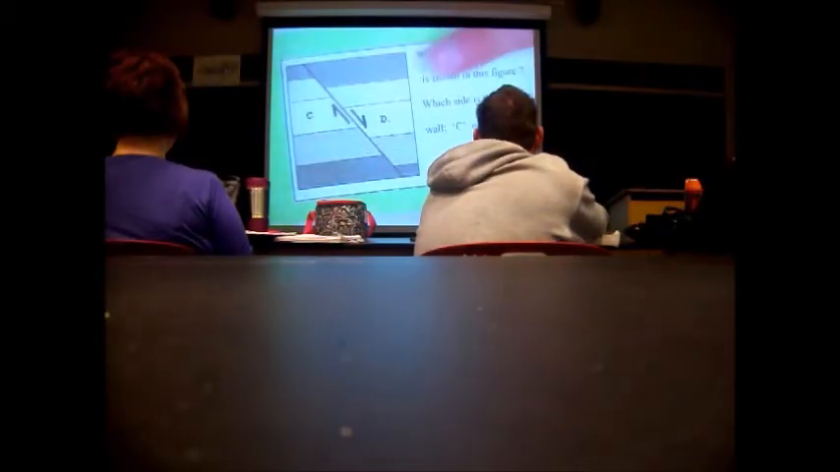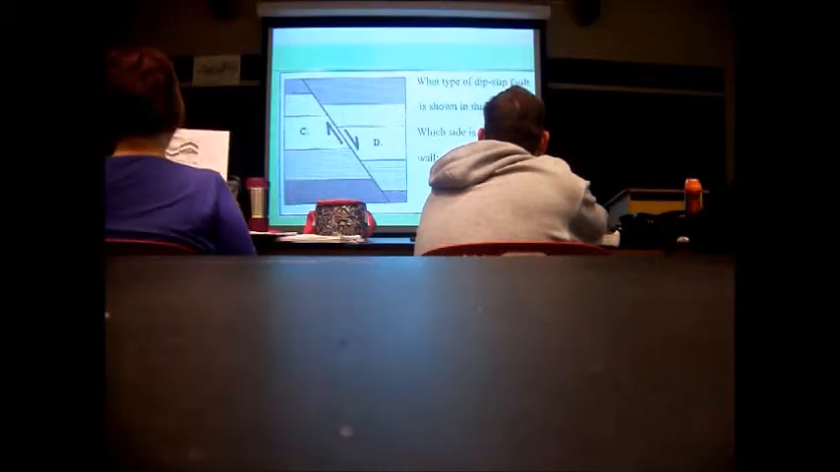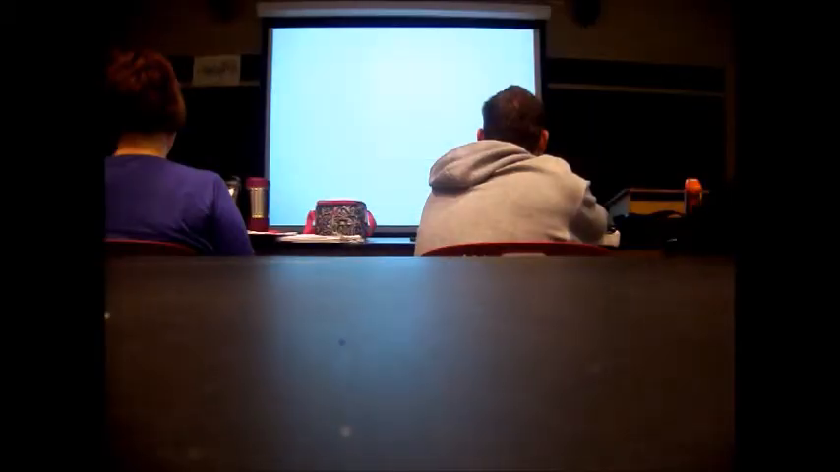All right, red. What type of dip-slip fault is shown in this figure, and which side is the hanging wall, C or D? Normal fault, and the hanging wall is D. Yes.